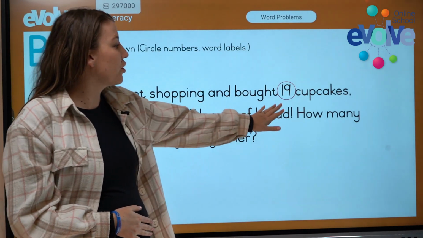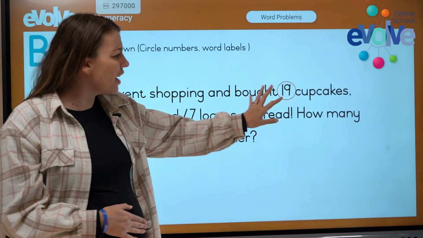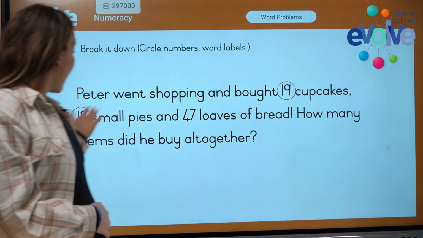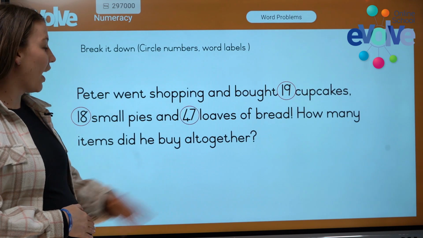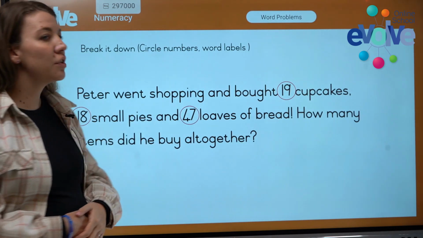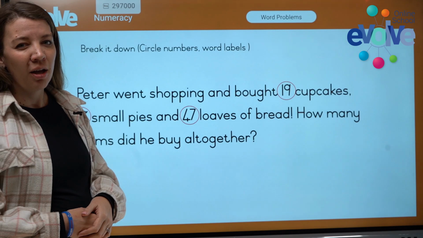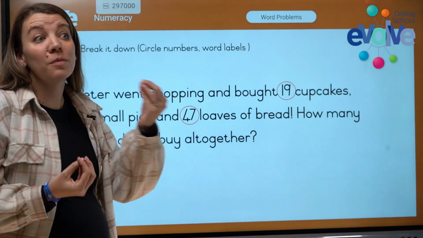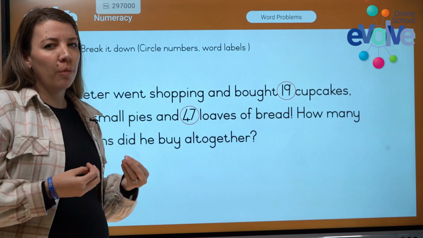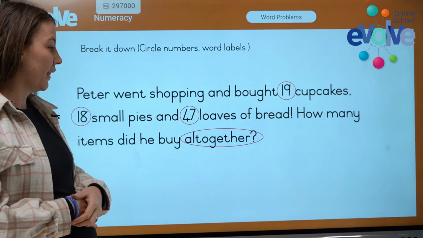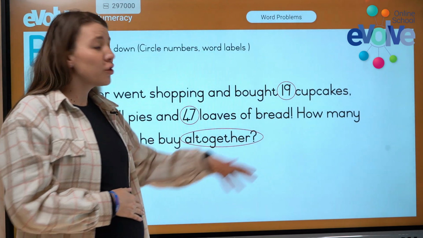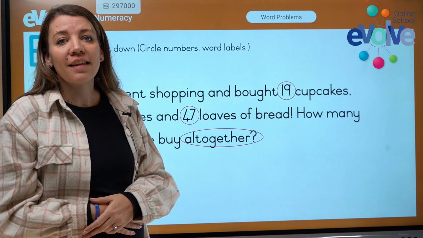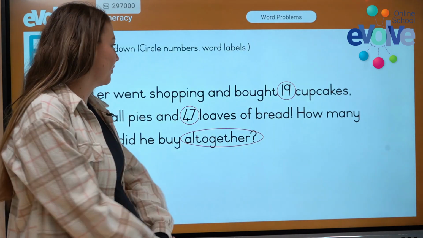Right, the first number that we're circling is our 19. We can see that 19 is an important one. We definitely need to use it for something. We have 18, we have 47. Those three numbers are the numbers that we're working with. But what are we doing with these numbers? What's the special word that we need to tell us what operation we're using? Right, altogether. So for those of you that have been working with me, we know that's the plus word, and altogether tells us we're adding.